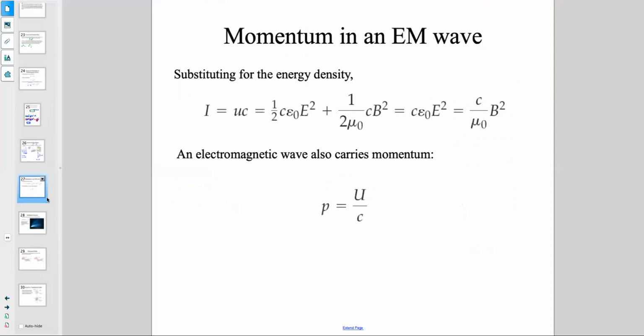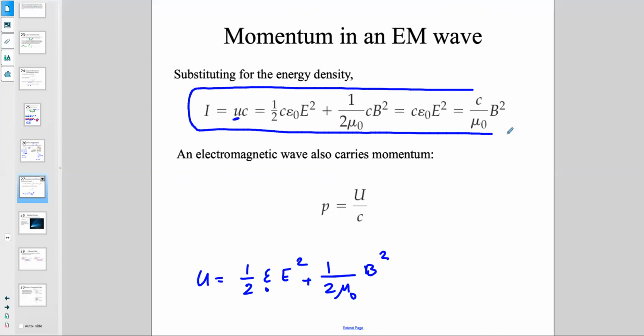Momentum in an electromagnetic wave. If I substitute the energy density here, which is U, okay, so whatever the formula you had for U, remember what U was? Half epsilon 0 E squared plus 1 over 2 mu 0 on the denominator B squared. So if you multiply this by C, you will get I. And this is exactly what's happening here. So also this is a very, very important formula in this case, and in this chapter. So I'm going to highlight it.